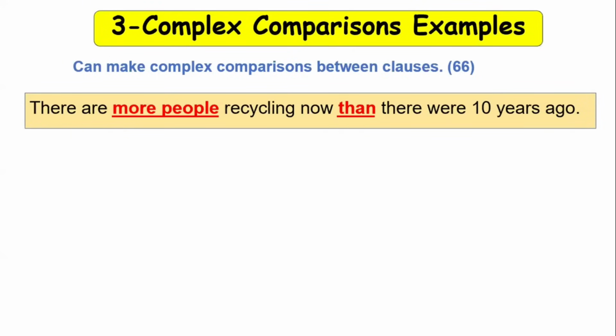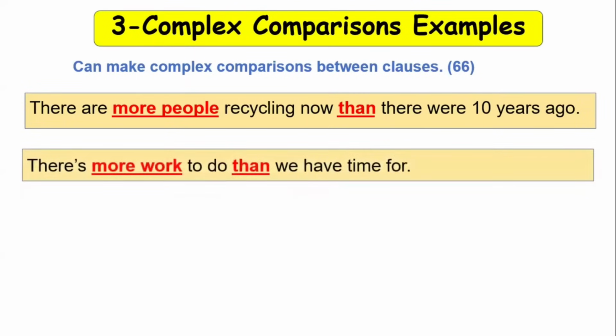There are more people recycling now than there were 10 years ago. You can see here, I'm comparing the situation now, that's why I'm using the present simple tense here. There are, يوجد العديد من الناس يقومون بإعادة التدوير الآن. Than يعني أكثر من there were 10 years ago. أكثر من ما كان موجود من 10 سنوات. Okay, so here I'm using the past because I'm comparing to the situation in the past.